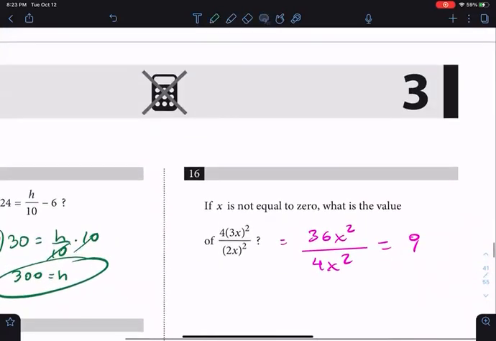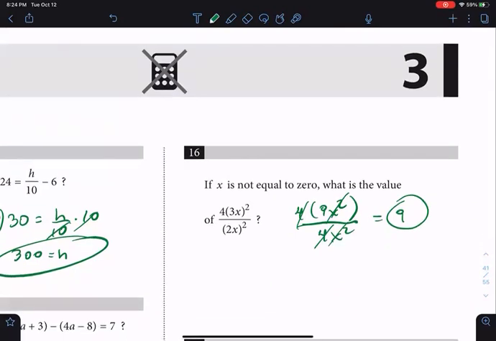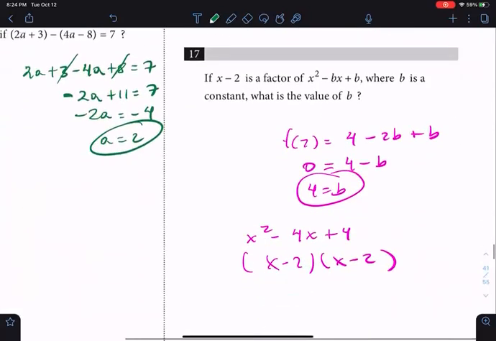Okay, this one, straightforward. This is 9x squared over 4x squared. Cancel, cancel. 9. Answer. Yes? Let's check. 9x squared, 4x squared. The 4 cancels with the 4, the x squared cancels with the x squared. That's 9. Yes. If x is not equal to 0, of course, because if x equals 0, you're going to get undefined, right?